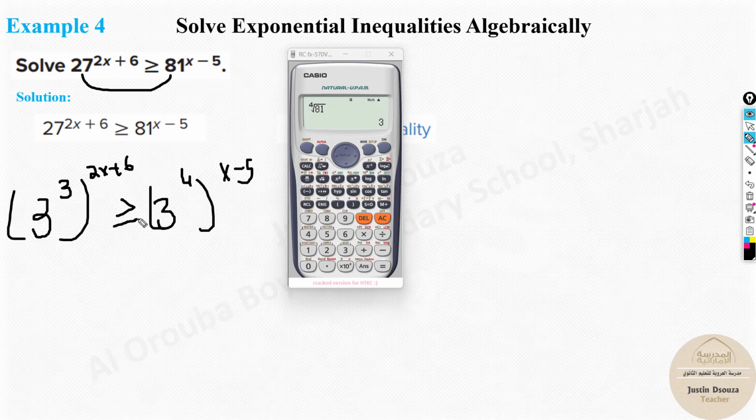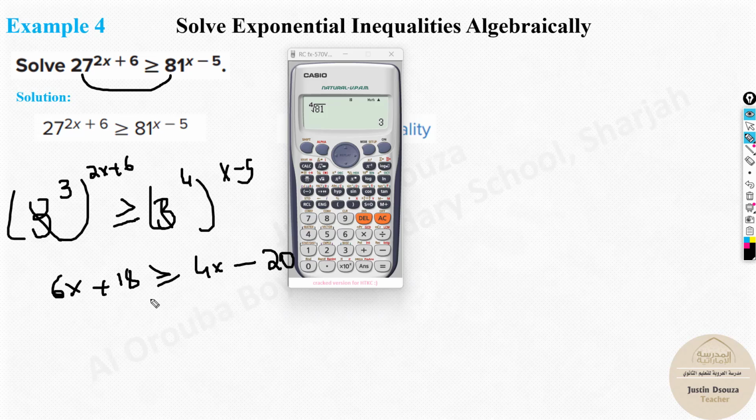It is greater than or equal to. Now you just have to multiply this over here. Since the bases are same, I won't write it. I'll directly multiply and write the equation. 3 times 2 is 6x, 3 times 6 is plus 18, must be greater than or equal to 4 times x is 4x, minus 4 times 5 is 20.